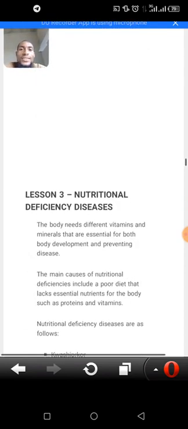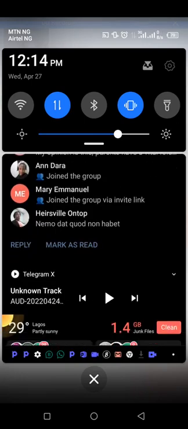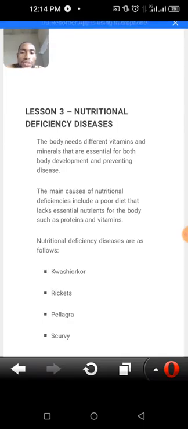Right? Then we move to nutritional deficiency. Nutritional deficiency is when we are not eating the right way. We are not eating the right food, then we are going to have what we call nutritional deficiency disease. There are some diseases that we call nutritional deficiency disease, when we are not eating the right food, the right proportion of food. Right? So now let us learn about them.